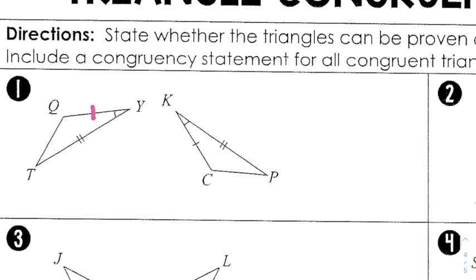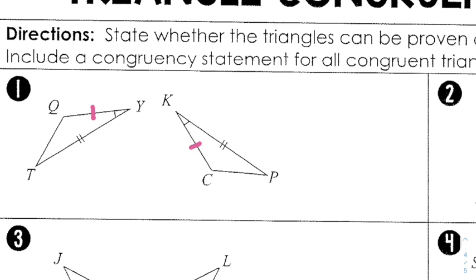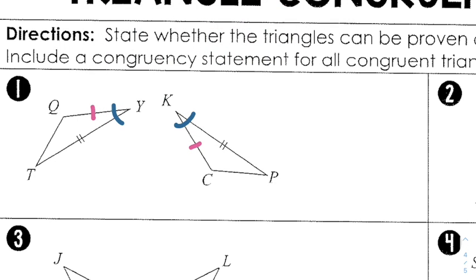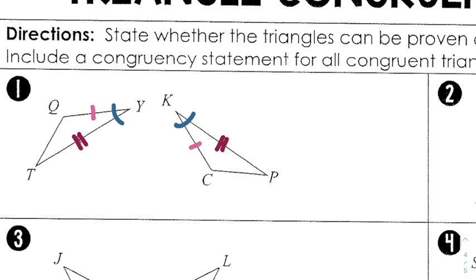Side QY is congruent to side KC, okay? So QY is congruent to KC, okay? Then we have this angle is congruent to angle K, right? Angle Y is congruent to angle K, and we know that because of the marks that they put on there. The last thing that they tell me is congruent is line TY to line KP, okay? So is this side, side, side, side, angle, side, or neither?